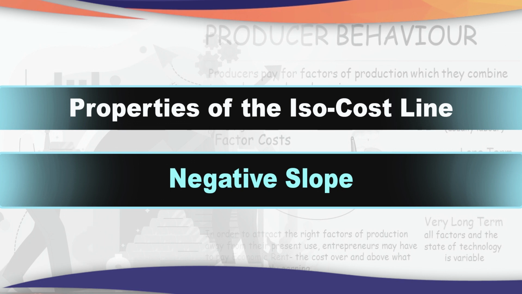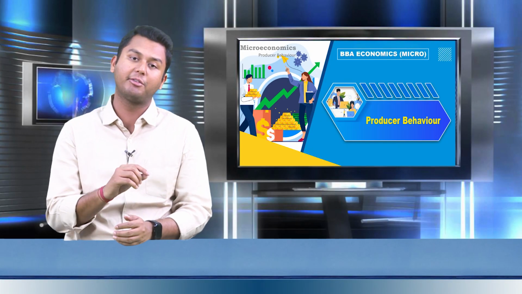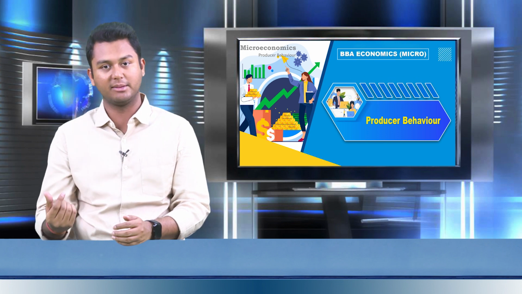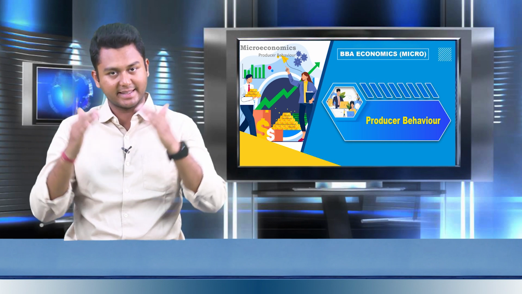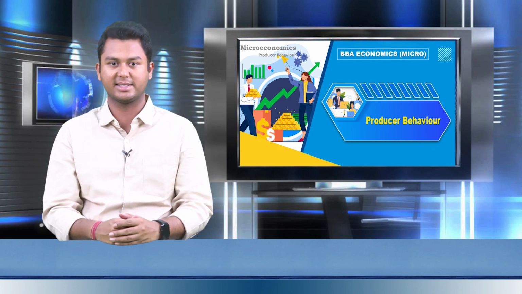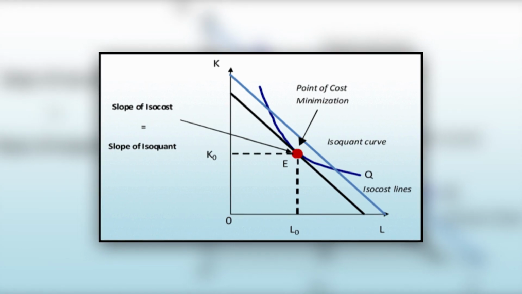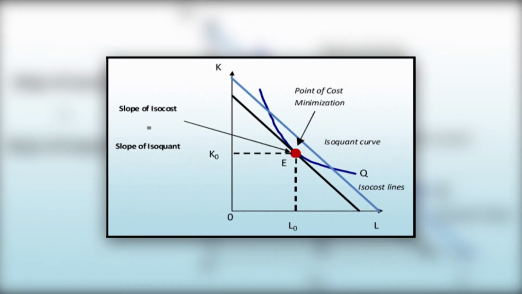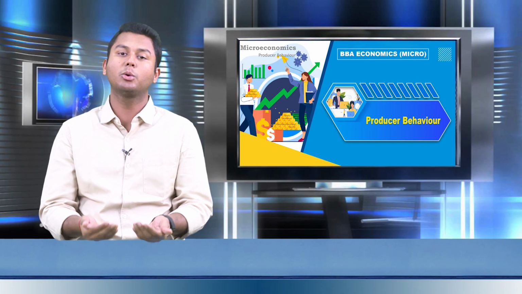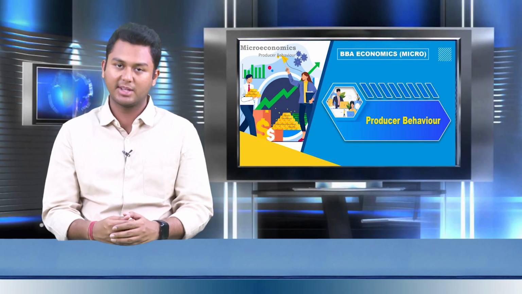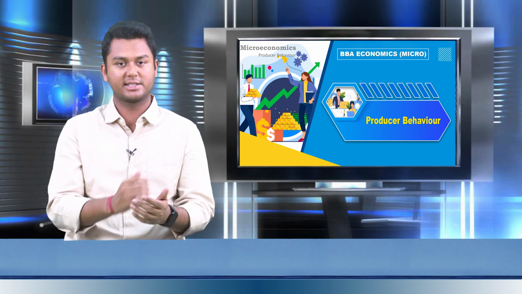The negative slope means the line slopes downwards, indicating that if a firm wants to use more of one input, it must use less of the other to stay within its budget, as the budget is fixed. Looking at the position changes with the budget, if a firm's budget increases, the isocost line shifts outwards parallelly, allowing it to afford more inputs. If the budget decreases, it shifts inward parallelly towards the origin.